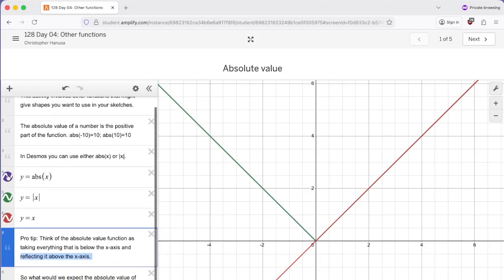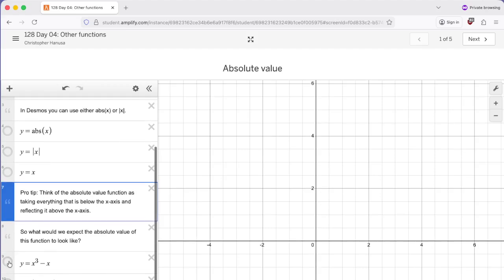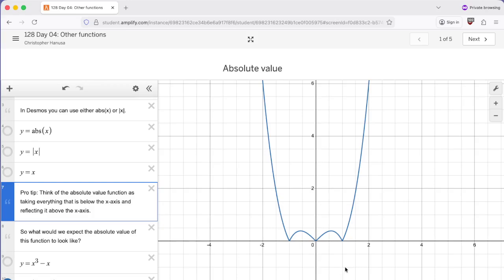Okay, so let's see what that looks like if we change what our function is. Here's another example of a function: y is equal to x cubed minus x. What's that going to look like if we flip everything that's below the x-axis above the x-axis? It's going to take this bump and put it up here. This line is going to go straight up. So if we flip it, we get this shape. Using the absolute value function can give us some new and interesting modifications to our existing functions.